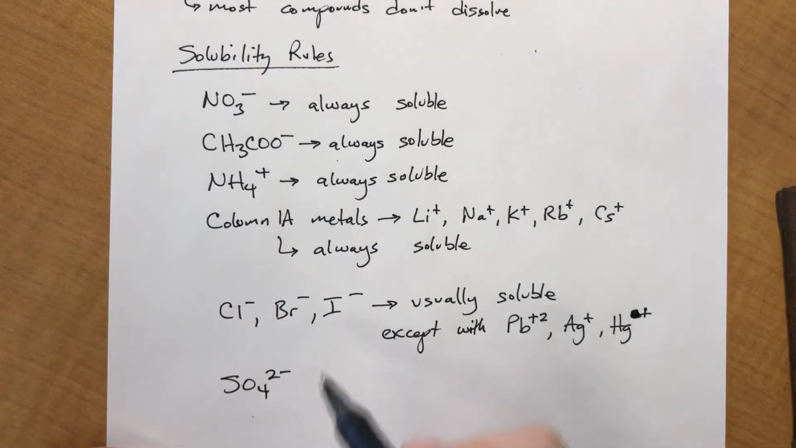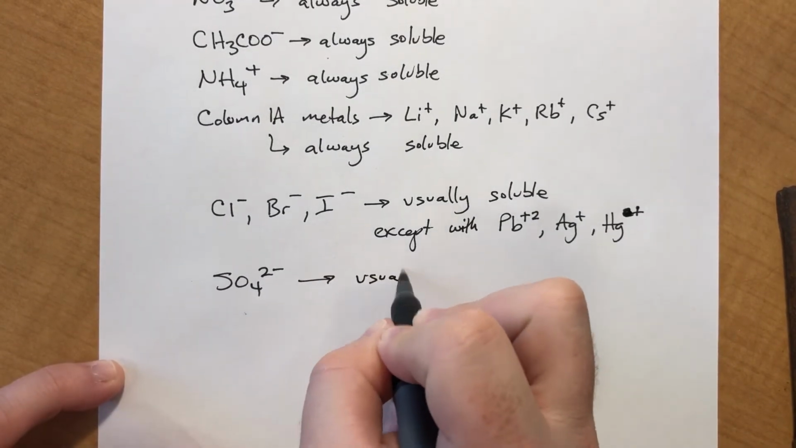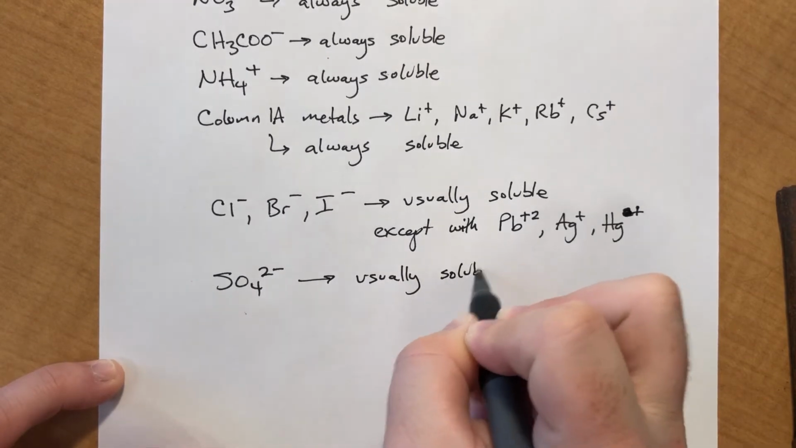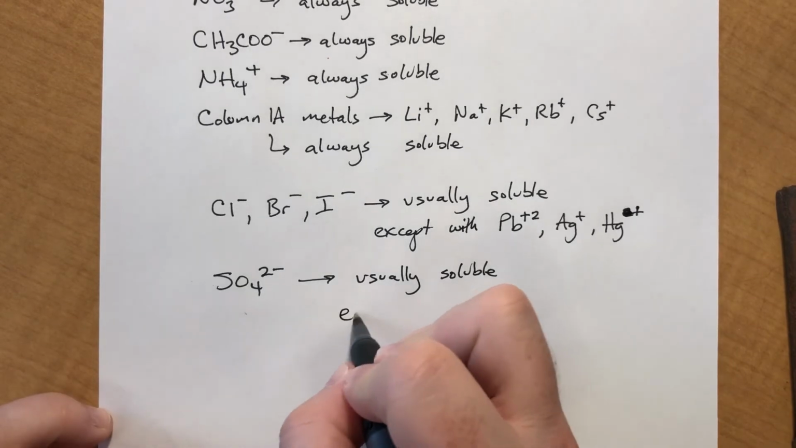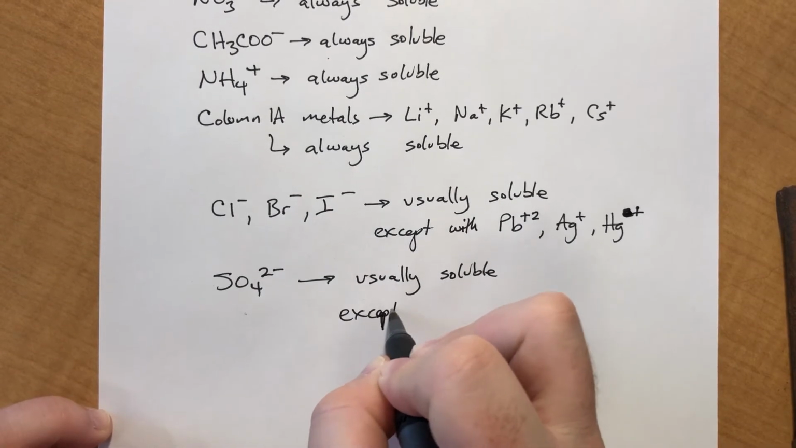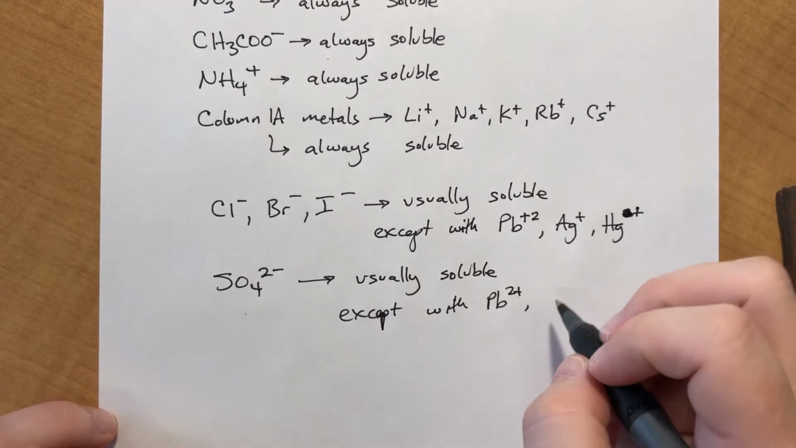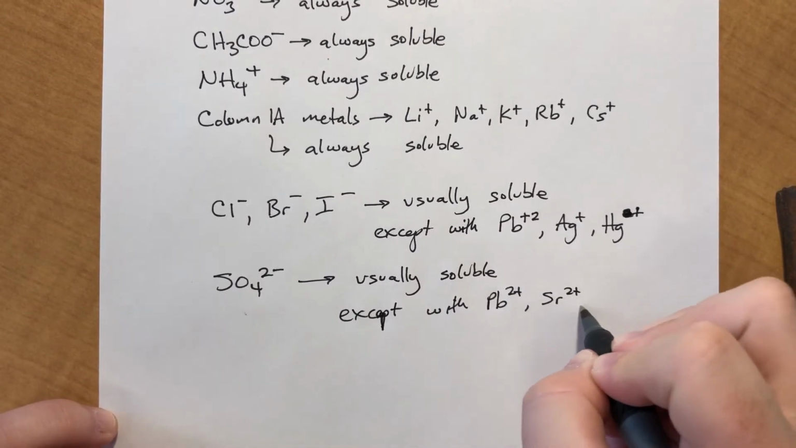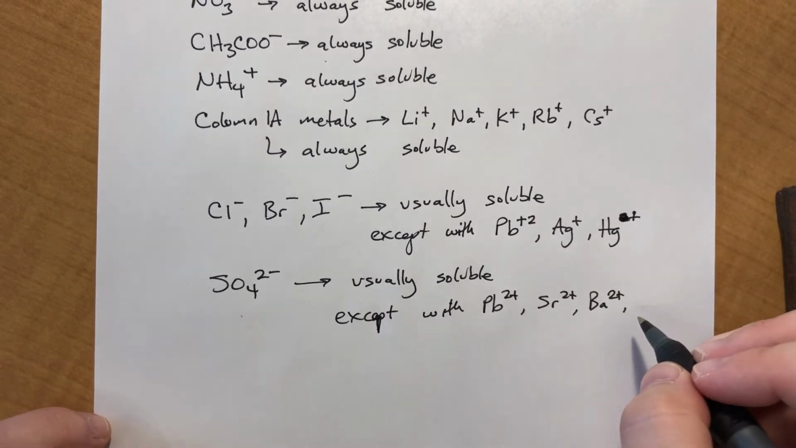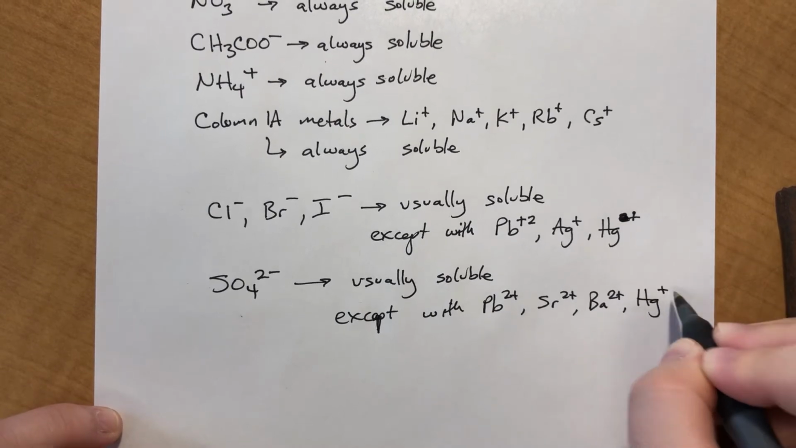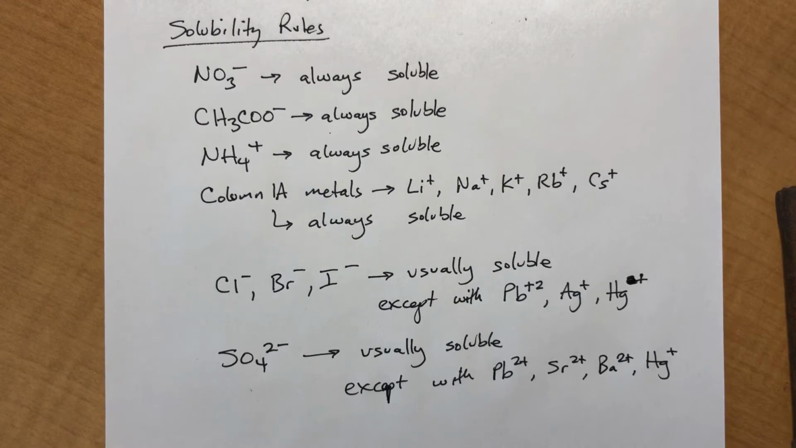Sulfates are the only one on the list that has a -2 charge. Sulfates are usually soluble. We'll learn later that it's because they have resonance structures, but we haven't learned what that is yet, so don't worry about it. And the exceptions for this are lead, strontium, barium, and mercury. So you'll note this is not every ion ever.